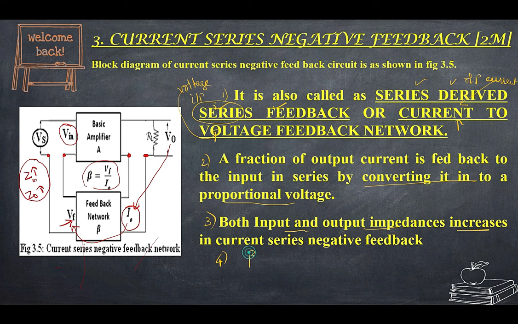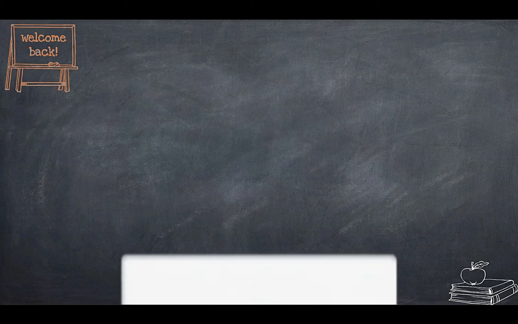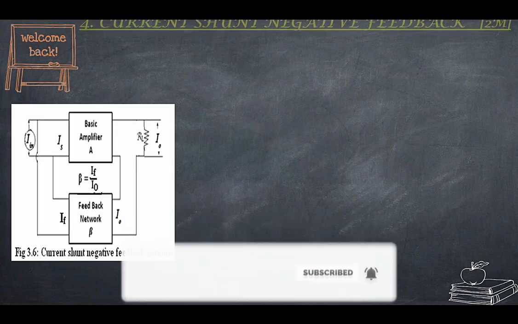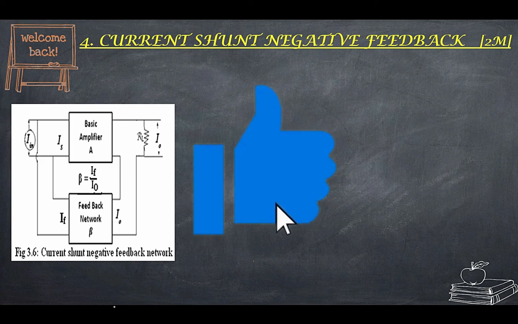Again, the fourth point is beta. Since output is VF and input is IO, this is the feedback ratio for the third circuit, current series negative feedback. Then going to the last one, that is the current shunt feedback network.